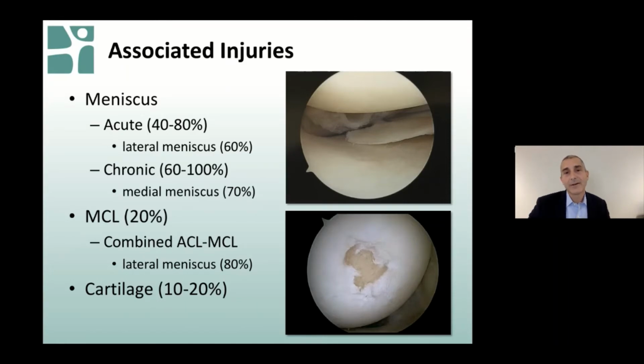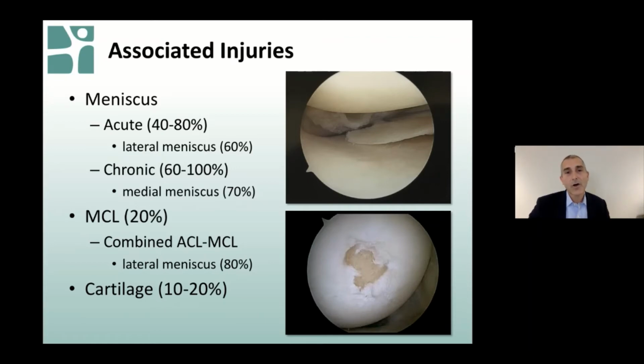Importantly, we have to consider other injuries. It's very common to have an ACL tear and other injuries as well. The meniscus is the most common, and either the lateral meniscus or the medial meniscus can be torn in these patients, and hard to diagnose on an examination of a painful swollen knee, but these meniscal tears will show up on an MRI and will impact our treatment strategy.